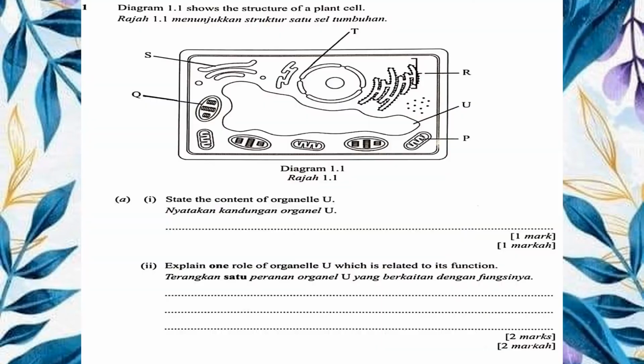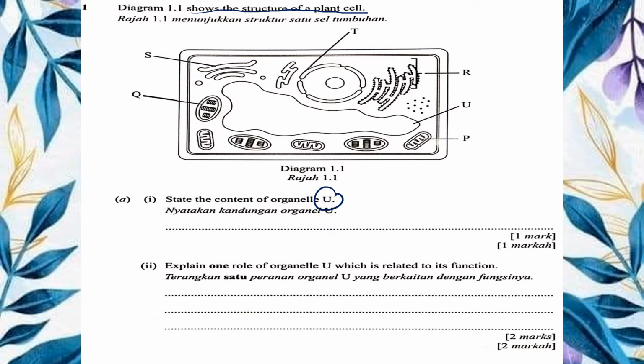So, chapter 1. Look at the question. I already gave the copy in your class, so hopefully everybody can refer to the question. We will talk about the first question. Diagram shows the structure of plant cell. The diagram is labelled PQRSTU. State the content of organelle U.